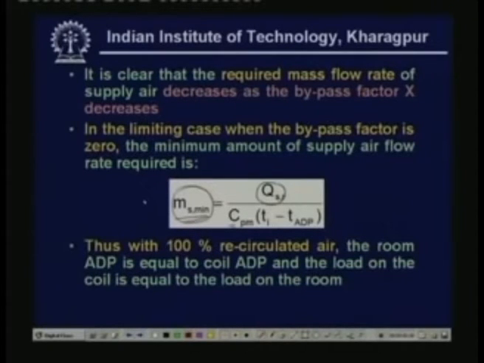Okay. Thus, with 100% recirculated air, the room ADP is equal to the coil ADP and the load on the coil is equal to the load on the room. Okay. So, this is what we have to keep in mind. Normally, this simple system with 100% recirculated air is not practical. That means, we always have to have some amount of outdoor air because ventilation is required. But this is taken first because it is simple and the rest of the systems can be developed from this system. Okay.